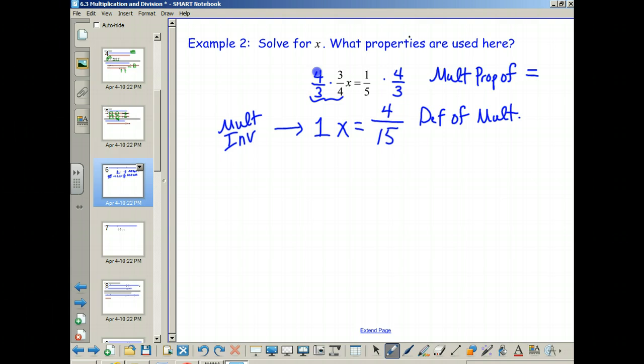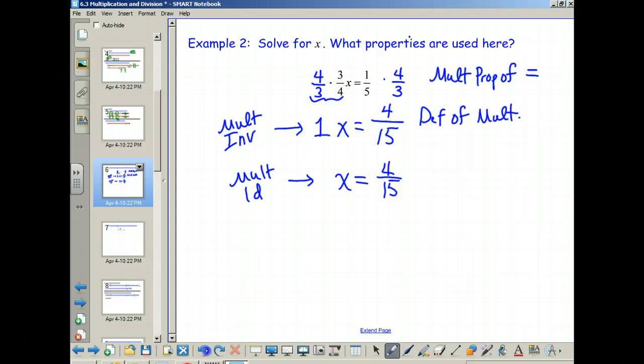Okay, one more time. On the left-hand side, I have 1 times x, and that's actually equal to the value x. And that is happening by the multiplicative identity property. And I end up with that equaling 4/15 on the right.